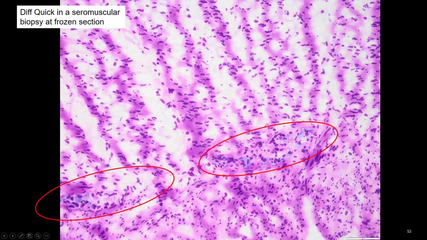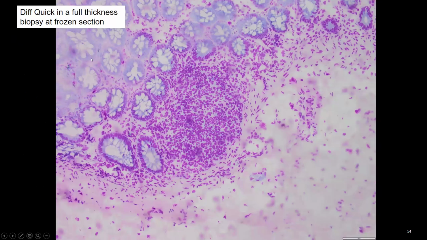The cytoplasm stains in blue, and it usually is very helpful if the technical skill of the person doing it is good. Here's another one where you can see mucosa here, and in the submucosa, readily identifiable ganglion cells. So this is what we use at frozen section. We do an H&E and a DiffQuick, and that usually helps us resolve whether they are ganglion cells or not.